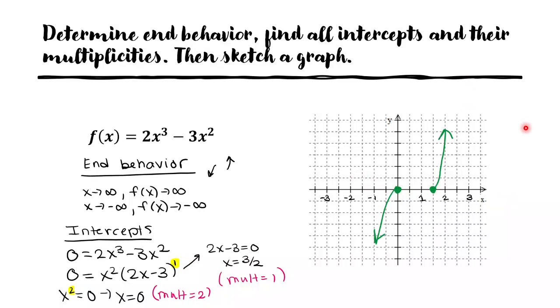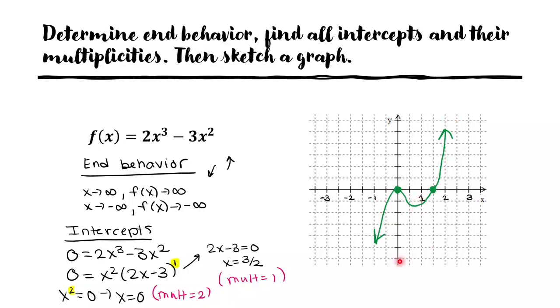To fill in the middle of the graph, I'm going to think about these multiplicities. I know that at x equals 0, that has an even multiplicity. At x equals 0, the graph is just touching, so it's going to have to bounce back down. But at 3 halves, the graph is going to be crossing. And so I'm going to sketch something where at 0, it just bounces back down, and then it crosses at x equals 3 halves. And there's a rough sketch of that polynomial.